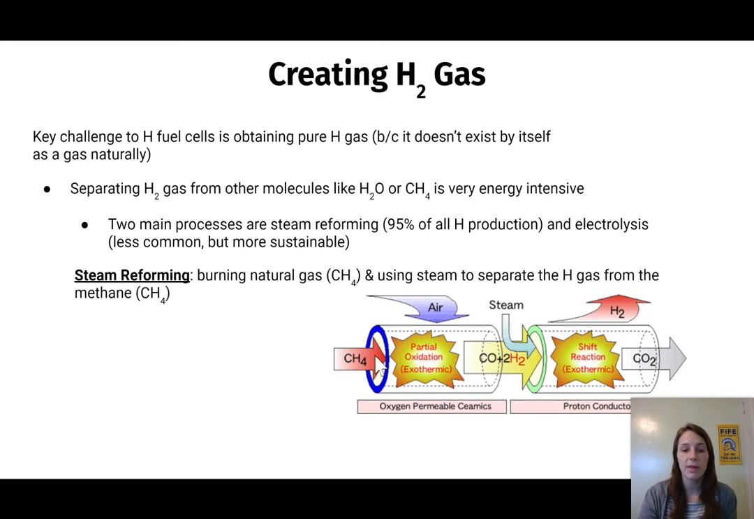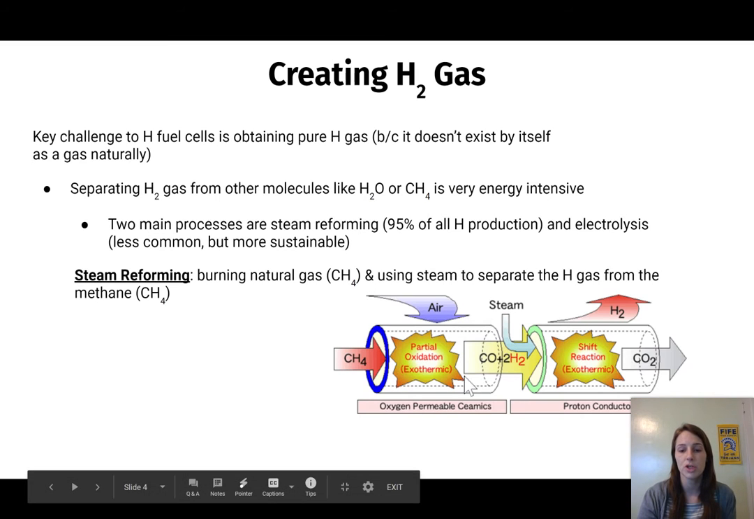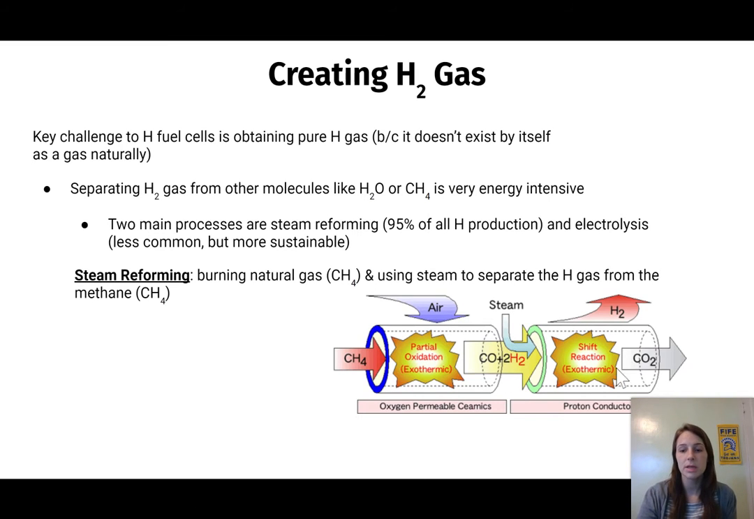So we're going to have this methane going in, air comes in in order to cause this combustion reaction. Steam comes in, and then you're going to be having the hydrogen gas, and carbon dioxide is going to be a byproduct of this. So that's going to be a downside of the steam reforming method, is that carbon dioxide is going to be a byproduct, which is a greenhouse gas. And then also we're requiring natural gas, which is a fossil fuel, as the input here.